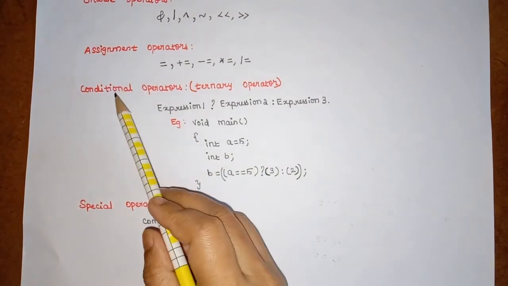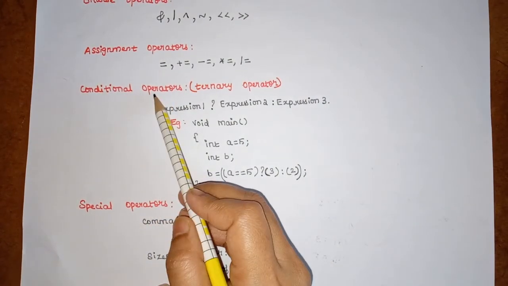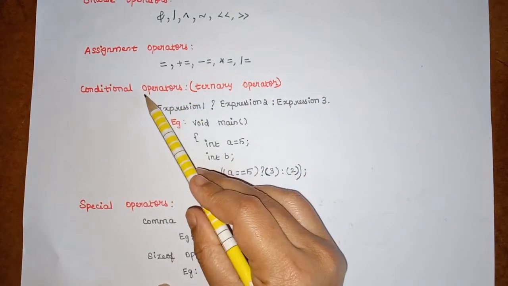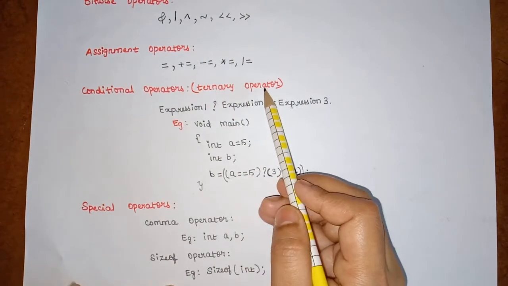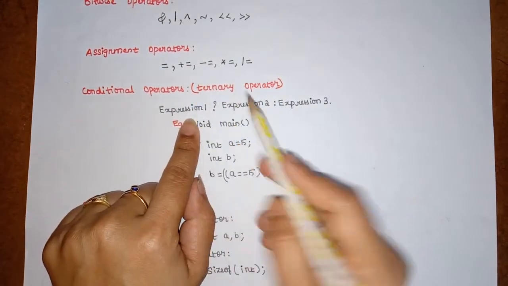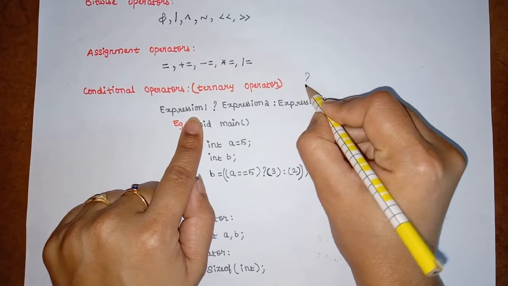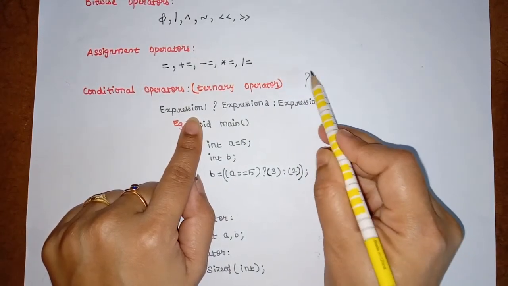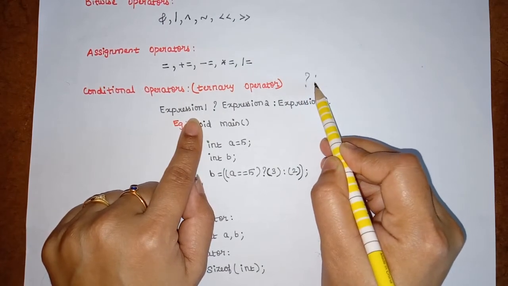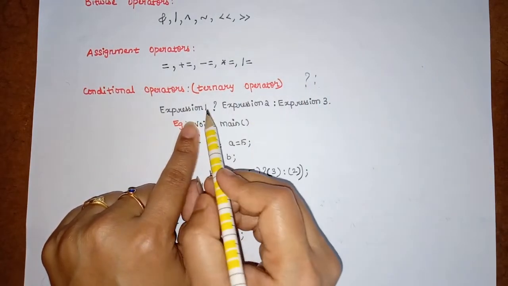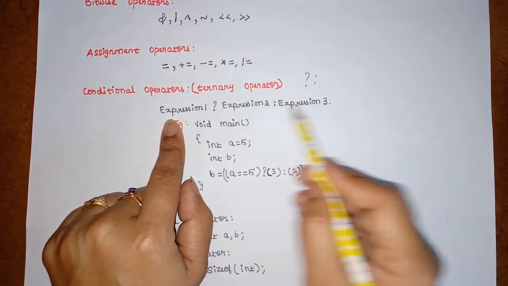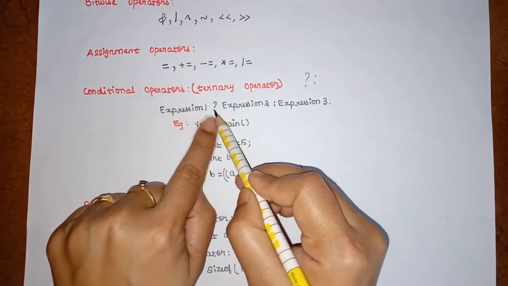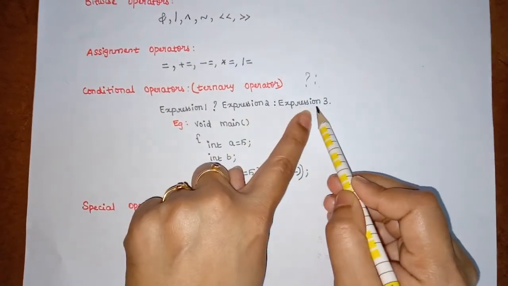Then next is the conditional operator. This conditional operator is also called the ternary operator. Okay, so we can term this conditional operator as the ternary operator. This is the symbol we will use for the conditional operator, that is question mark along with colon. Okay, this is the conditional operator. And this is how a conditional operator can be written with expressions. So first expression 1, question mark, expression 2, colon, expression 3.